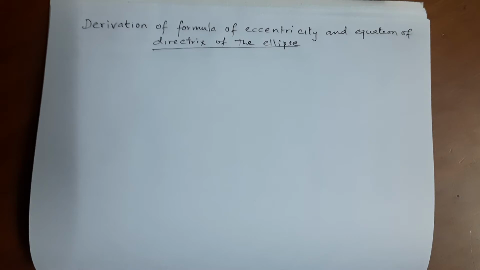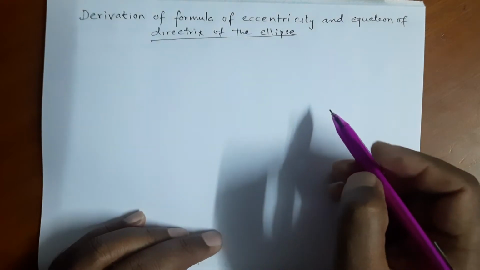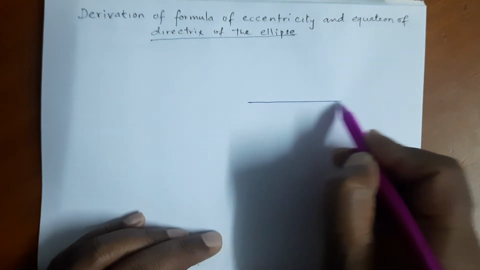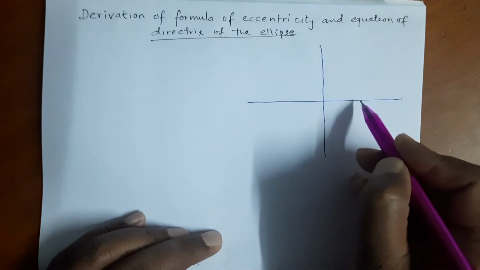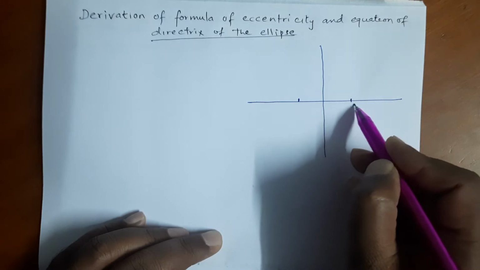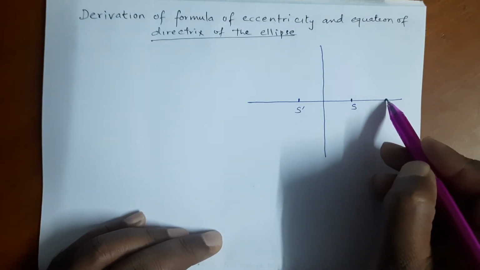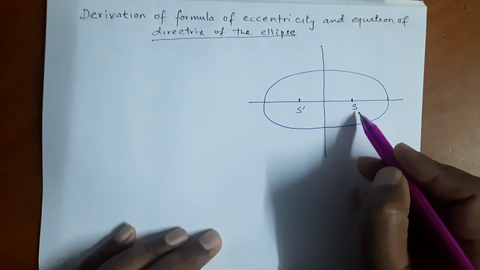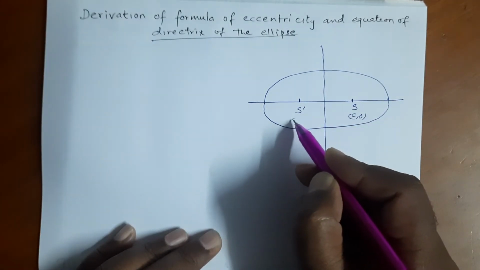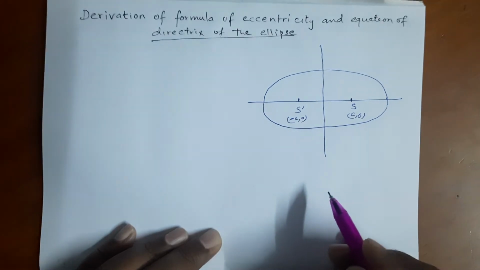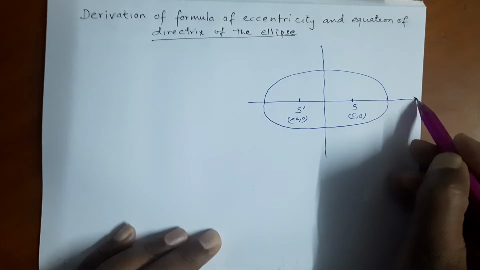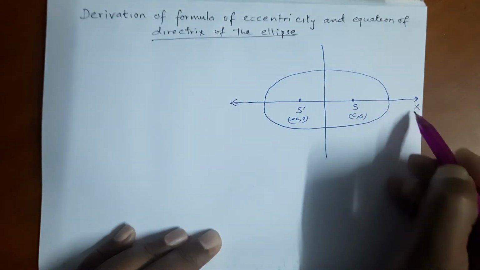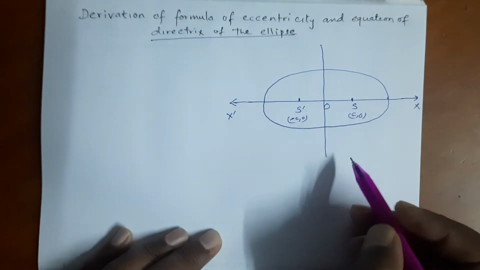So now I'll start today's topic: derivation of the formula of eccentricity and equation of the directrix of the ellipse. For this, we will take the ellipse in standard form. Let S and S dash be the foci of the ellipse, and the coordinate of S is C comma 0 and S dash is minus C comma 0. And we have the X and X dash coordinate axis centered at the origin.